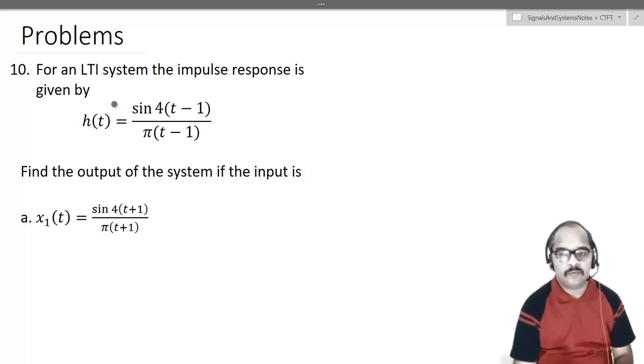Yes, so let's move to the next problem, and it says for an LTI system the impulse response is given by h of t equal to sin 4(t minus 1) by pi (t minus 1). So we have to find the output of the system for the given input. Okay, so let us write down what is given here.